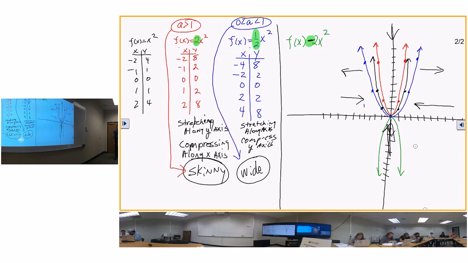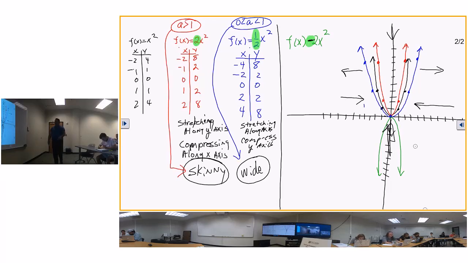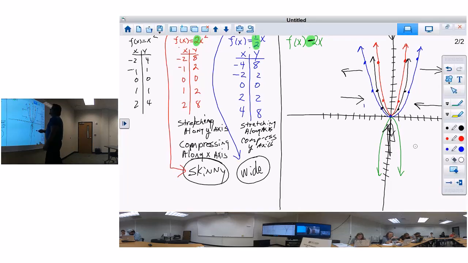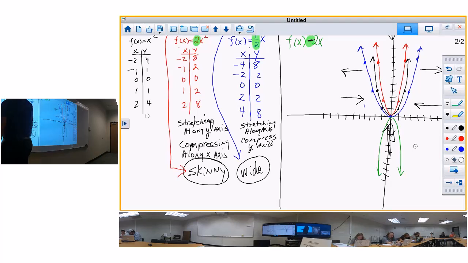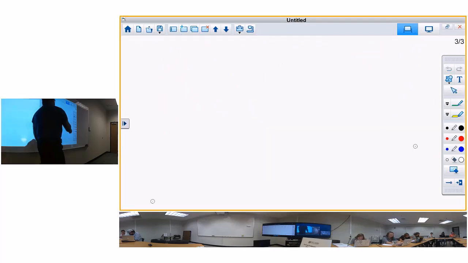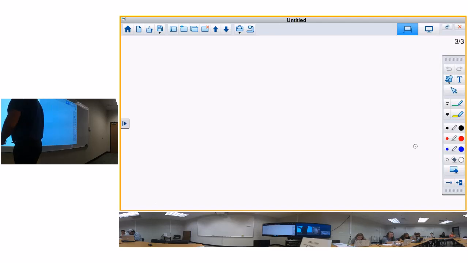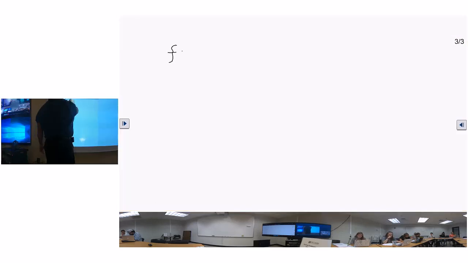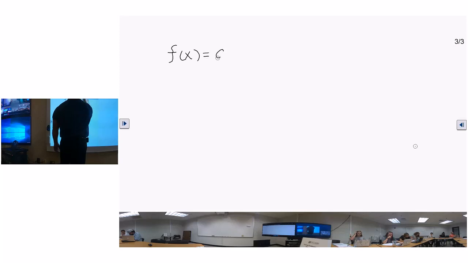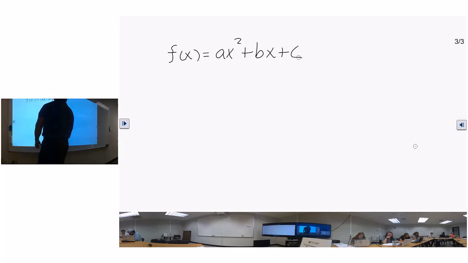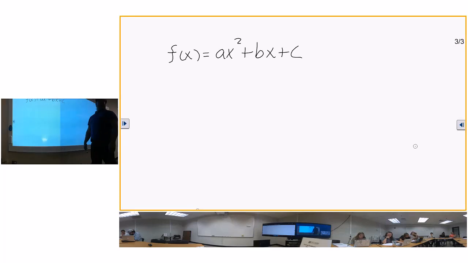So, what are you saying, Hubert? Well, let's go to another screen. Keep this screen for right now. We're going to come back to this. I'm going to go up here, my handy-dandy virtual board. What is the general form of a quadratic equation? F of x is equal to ax squared plus bx plus c. Everybody remember that from 102?